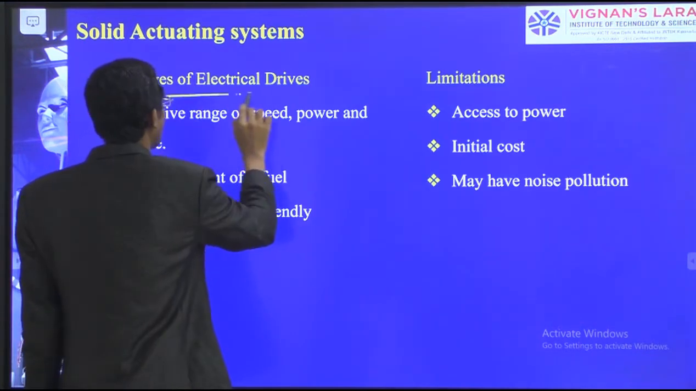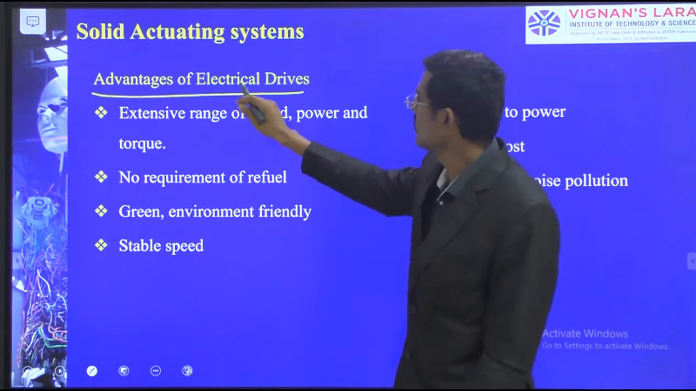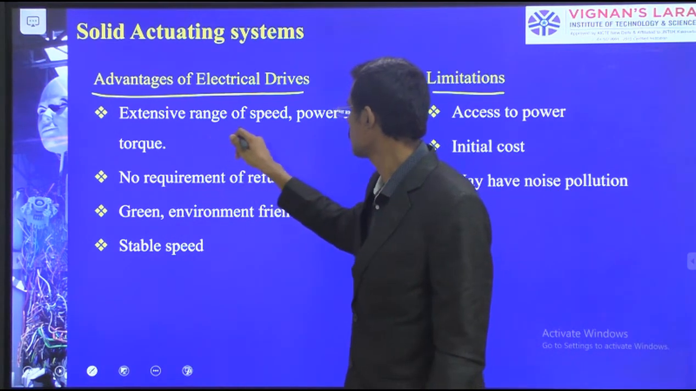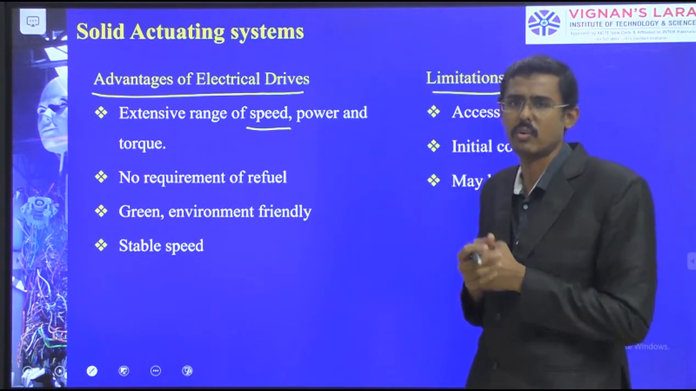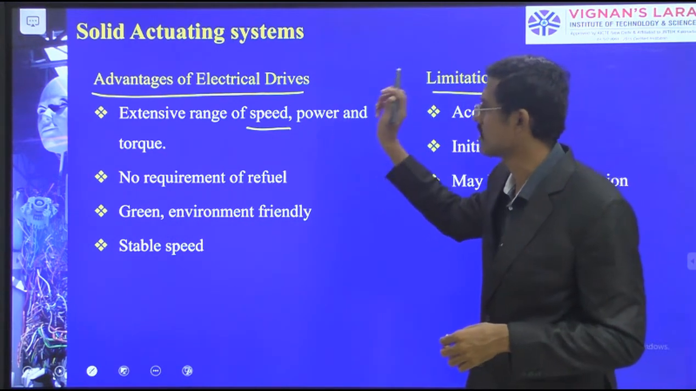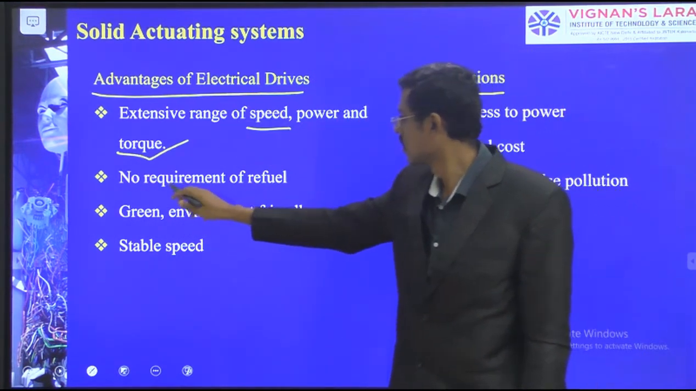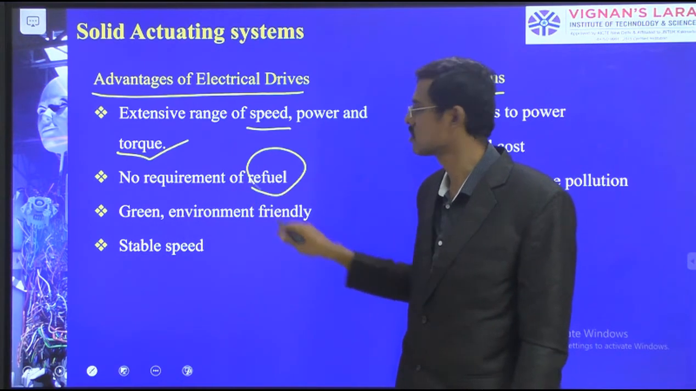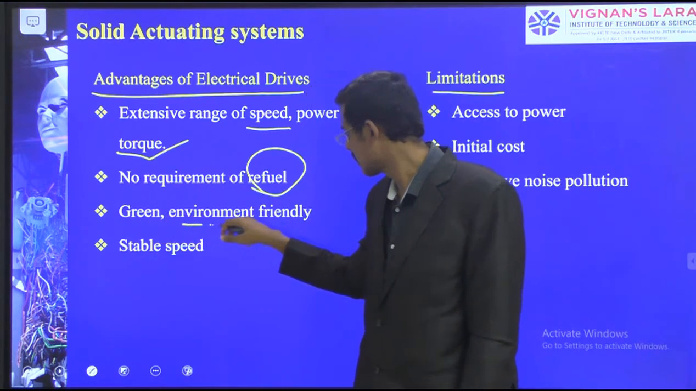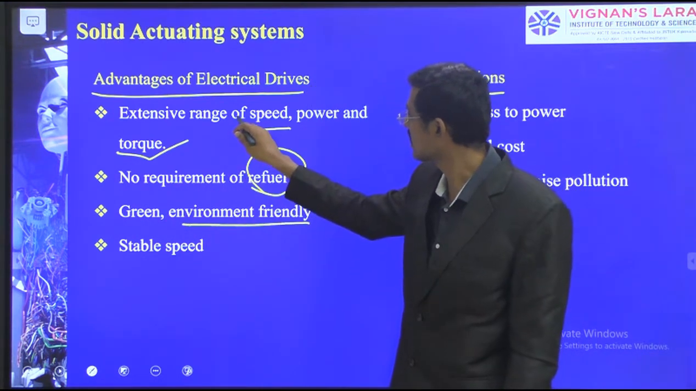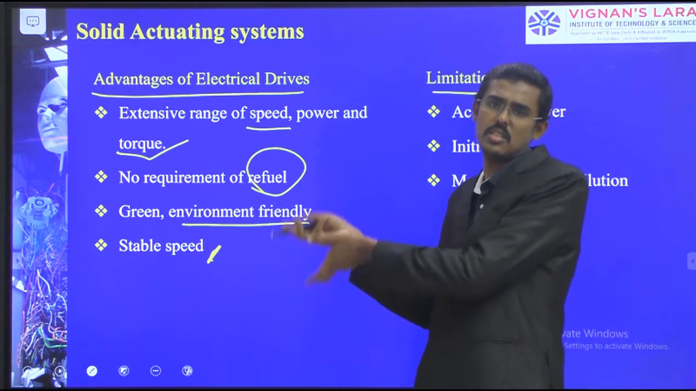So what are the advantages of electrical drives, and what are the limitations? One by one we have to see. In electrical drives, there is an extensive range of speeds, large motor systems, high speed rotations, and torque we can achieve quickly. Speeds and powers are given, and we can achieve them at higher energy rates. There is no requirement of refueling or any fuel system or power source. It is environmentally friendly also, and even at increased speed we can get a stable speed, as with constant power applied there is a constant rotating speed.